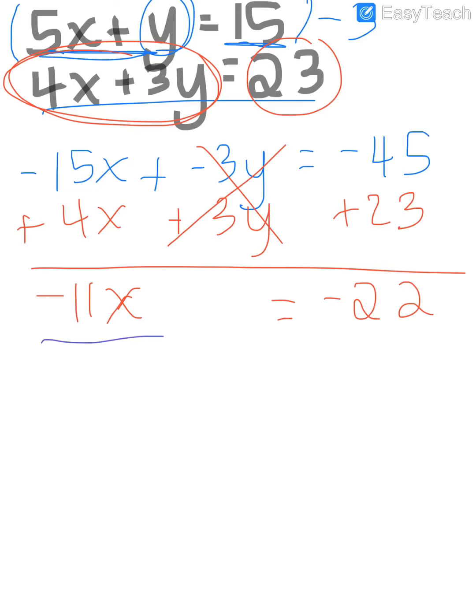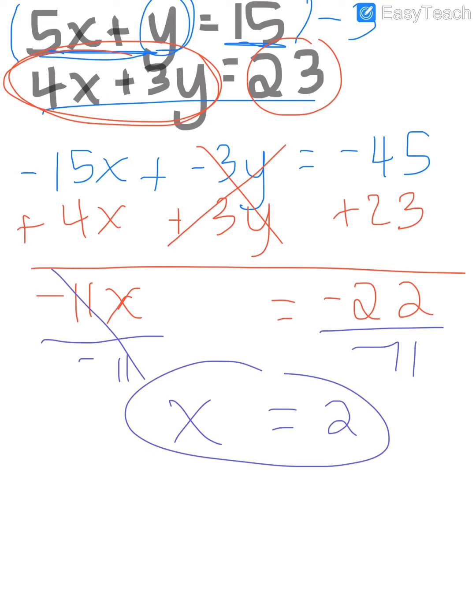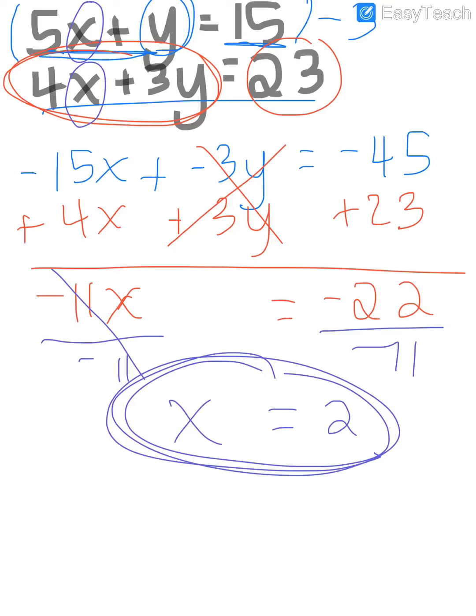We're going to divide both sides by -11 because we want to get the x by itself. So now we have +1x equals +2. So then your last step is that you'll have to figure out what y is. So if you know that x is 2, how can you use either your first equation or your second equation and the fact that x is 2 to figure out what your y value is?